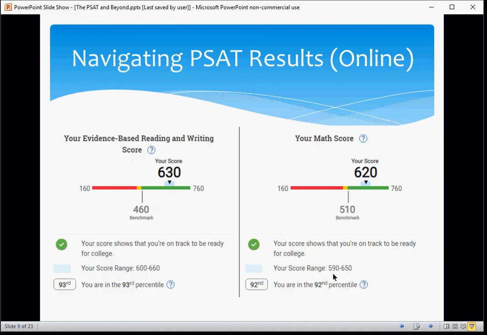And you'll also notice that they give you a score range here. So in this case, they're saying that if you get a 620, then that gives you a band of scores, which is in this little blue area here. And that tells us that the expectation is that the student will get somewhere between a 590 and a 650 on the actual SAT when they take it. They're saying that basically you'll be 30 points below the 620 and 30 points above it, and that will give you the range of scores you can expect if you were to take the SAT in the near future.